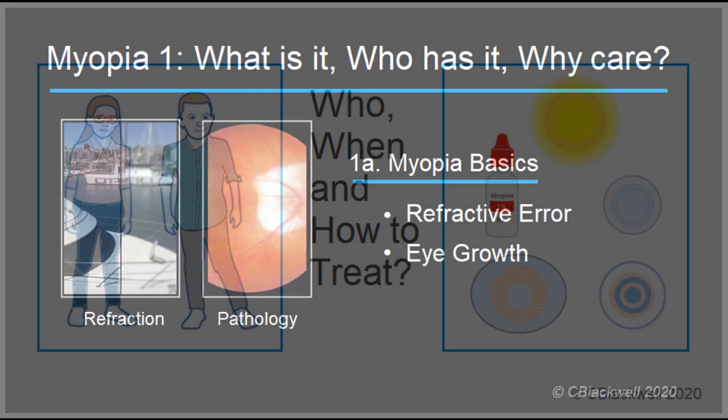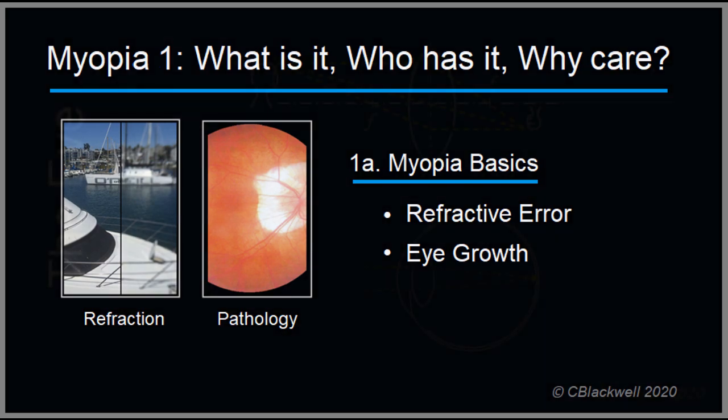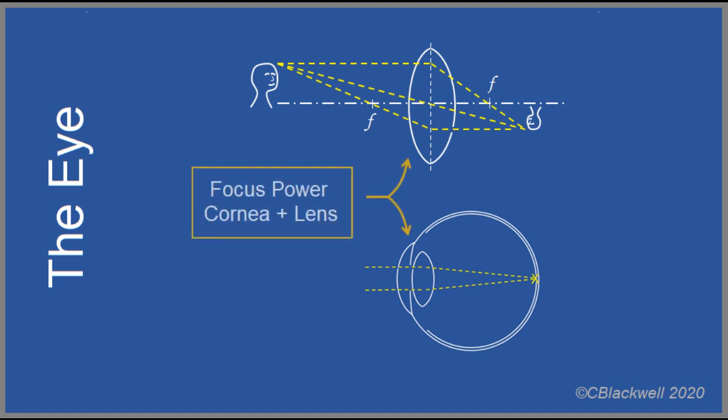We start with the basics, refraction and eye growth. As we said a minute ago, in the ideal eye, the image from a distant object comes to focus exactly on the retina. The cornea and lens in the front of the eye act together to focus the incoming light. In the business, we call the front of the eye the anterior segment. To form a sharp image, the focus distance must match the length of the eye. We call the back of the eye the posterior segment.